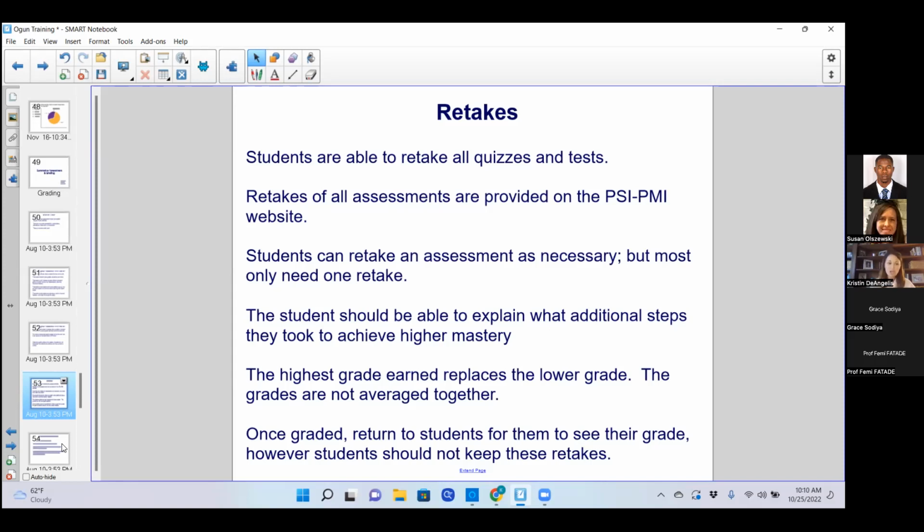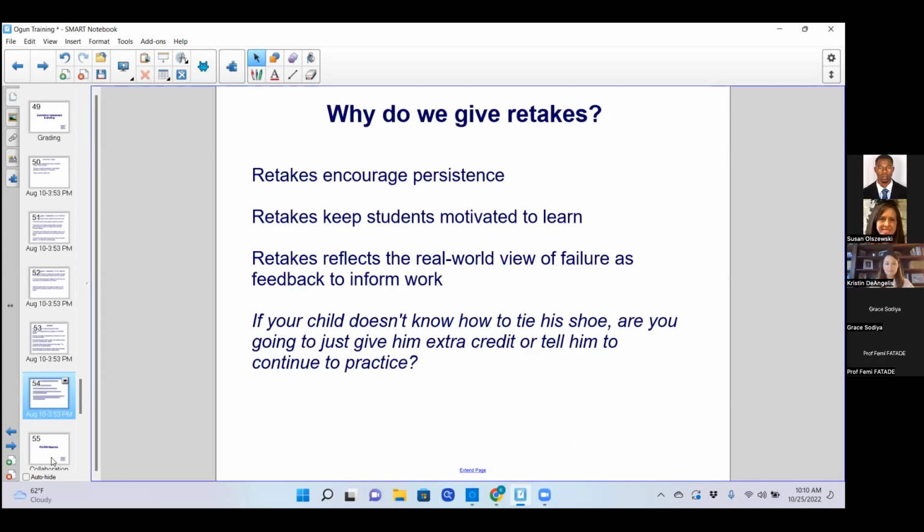They have to show that they have done the work to be able to do a retake. If they didn't study more, if they didn't put the work in, then we're not giving them a retake. They have to show you that. So it is their responsibility to show the work and schedule with you at a time that is convenient.